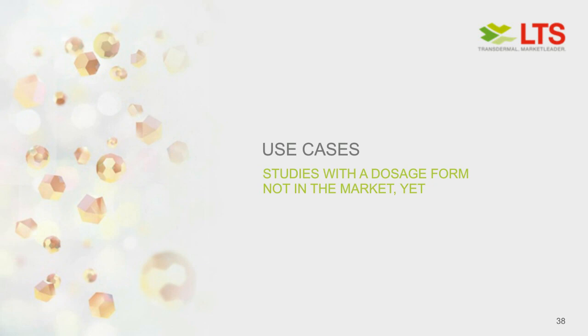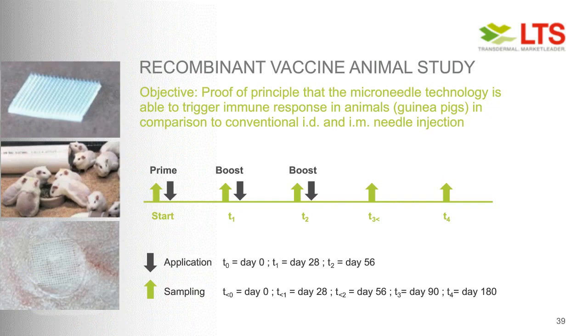I have 2 use cases left. The first one is a recombinant vaccine animal study, a proof of principle study where we wanted to compare a conventional intradermal intramuscular injection against our microneedle system. I can disclose the vaccine. It's hepatitis B surface antigen, which we used in guinea pigs, and we had a prime boost system, where we took samples, primed, took samples, boosted, and took samples, boosted, and did further sampling times.